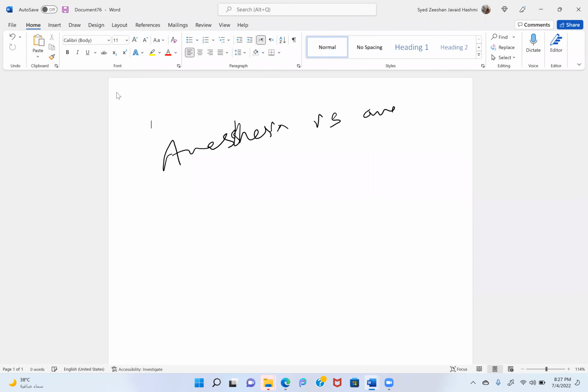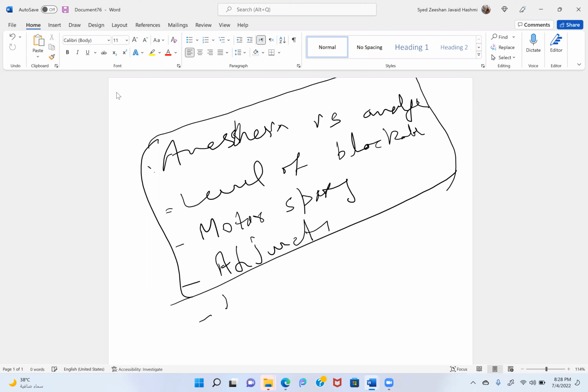Then you have to see what level of blockade you require. If it is only for analgesia, you will try to have motor sparing, and you can add some adjuncts to it. These are the things related to performance, and there will be something related to safety.